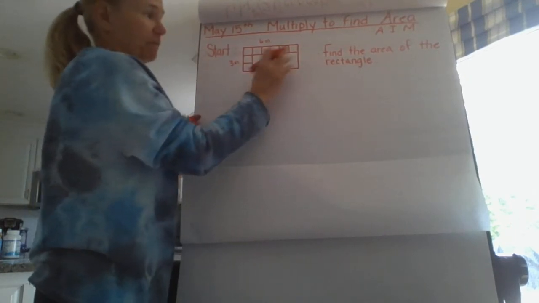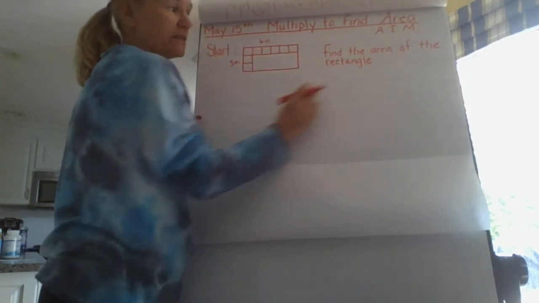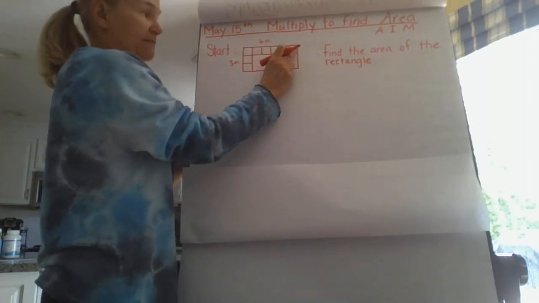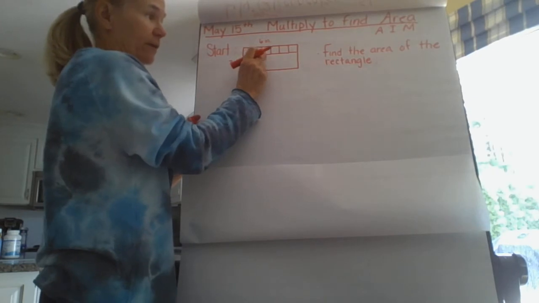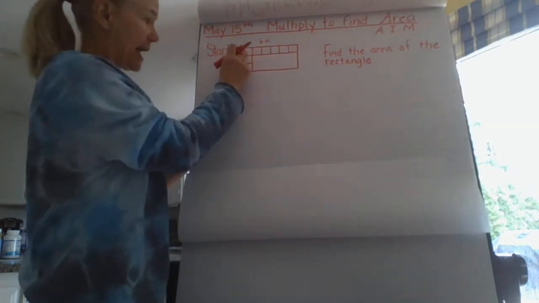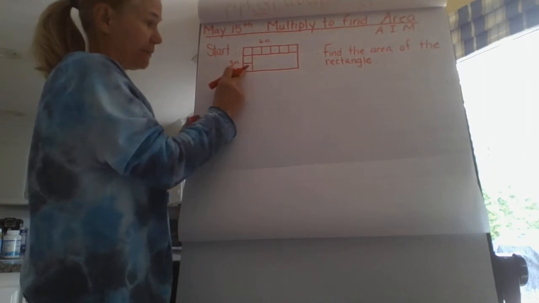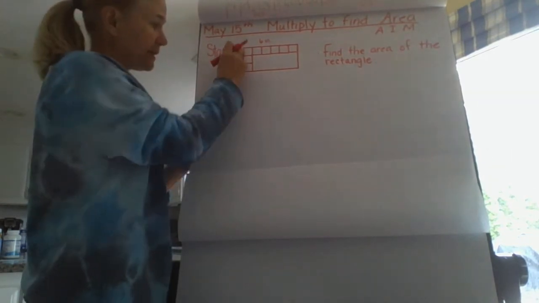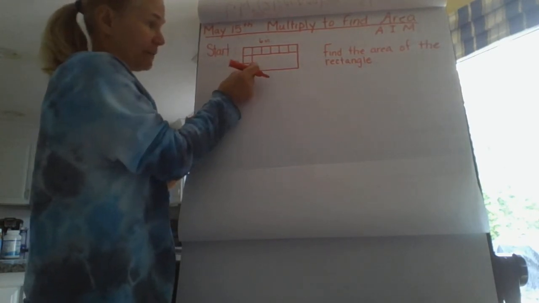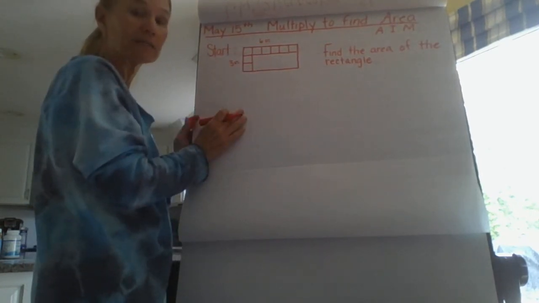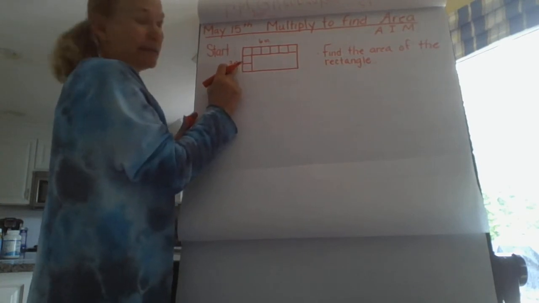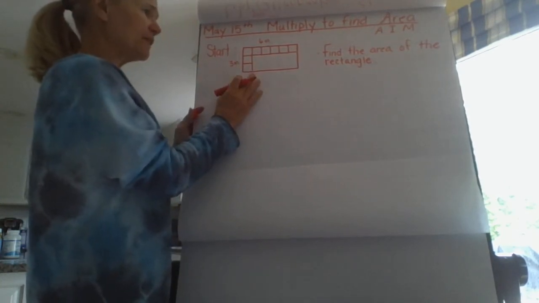This start problem has a rectangle, and it's asking us to find the area. So I know 1, 2, 3, 4, 5, 6. I have 6 square inches. And for my width, I have 1, 2, 3 square inches. So if I think about it, the length is just in inches, but if I'm counting the inside, I'm counting square inches. So in area, we find the area in square units. Here it is, inches.